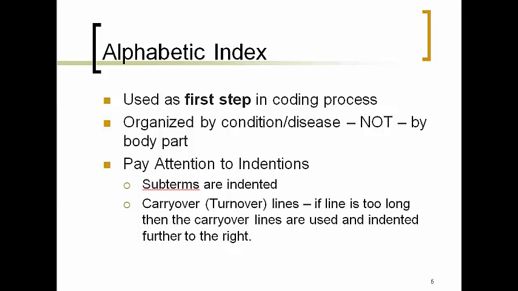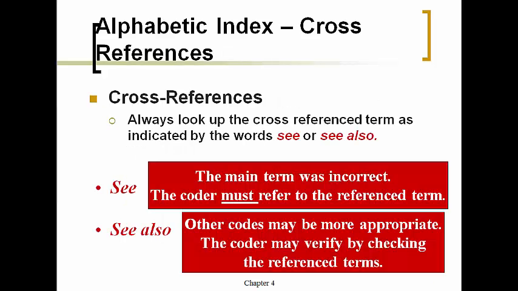Also, it's very important that the coder pays attention to the indentions. Your subterms are indented and also carryover lines. Sometimes using a ruler to help you line up the main terms and subterms can ensure that you're interpreting the indentions correctly. The other aspect that the alphabetical index contains are cross-references. They direct the coder in what to do.